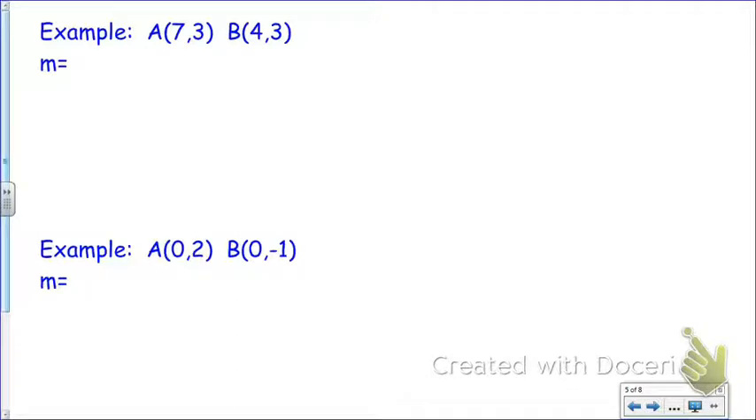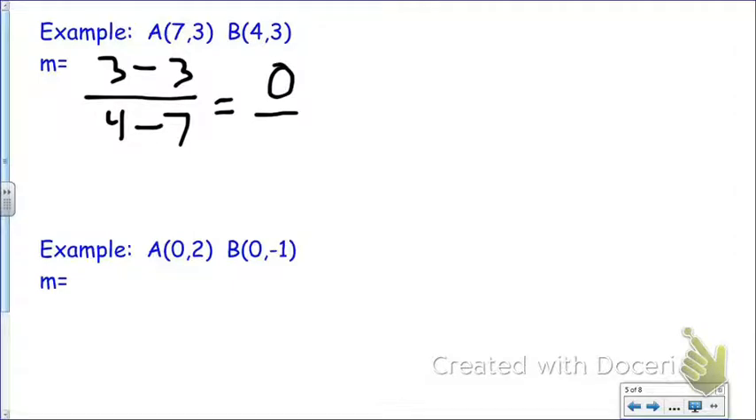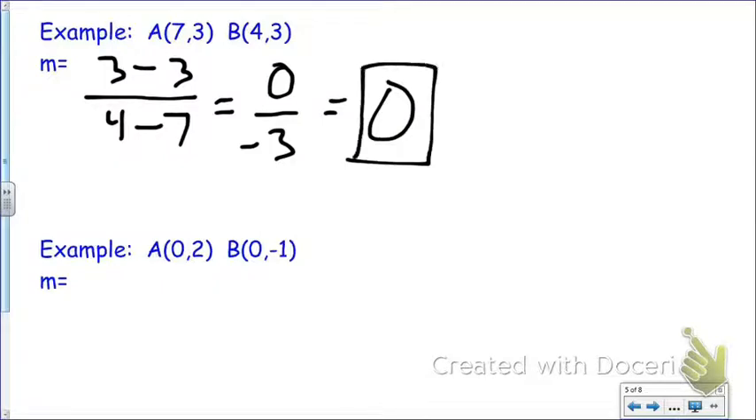Okay, here's a couple more examples. Now I'm not going to write the y2's and the y1's and so forth. I'm going to take the second y, 3, minus the first y, which is 3, over the second x, which is 4, minus the first x, which is 7. So I'm going to get 0 over negative 3. And 0 over anything is always 0. So the slope of that line would be 0.